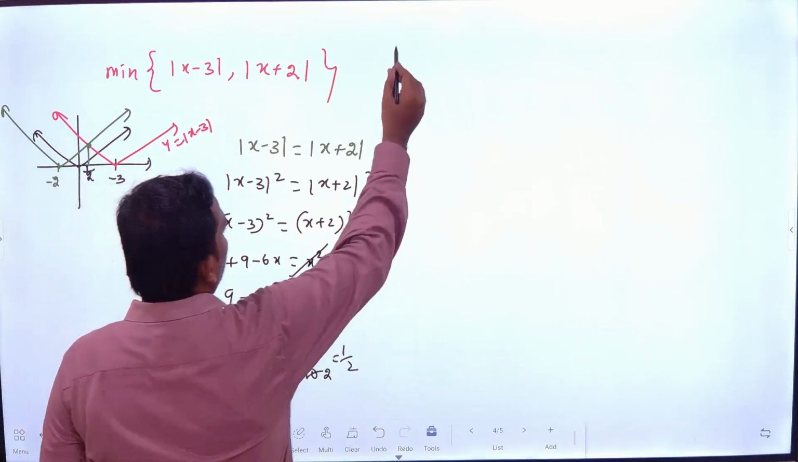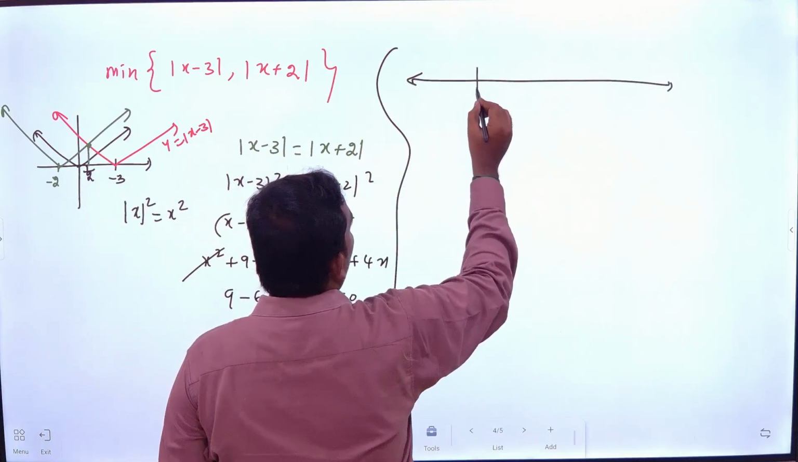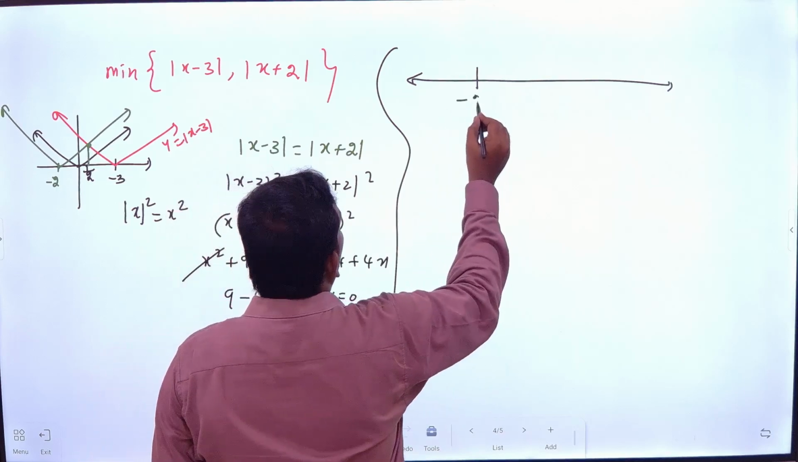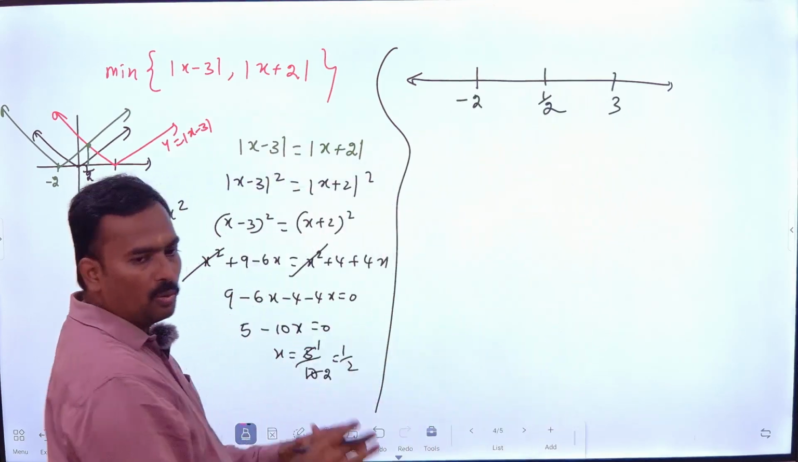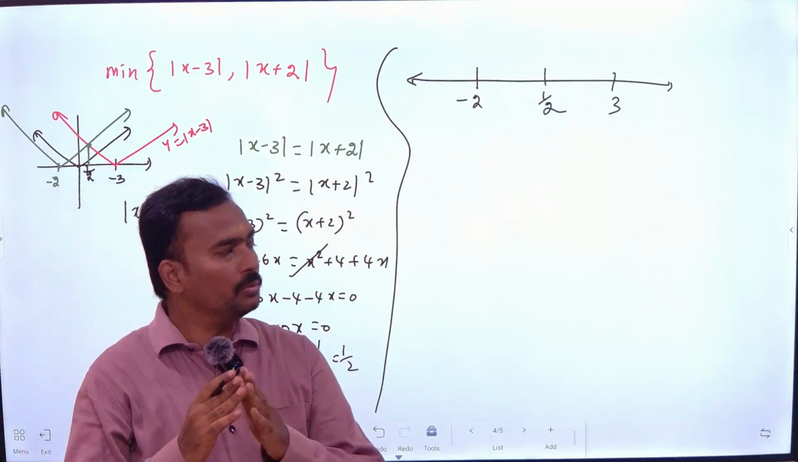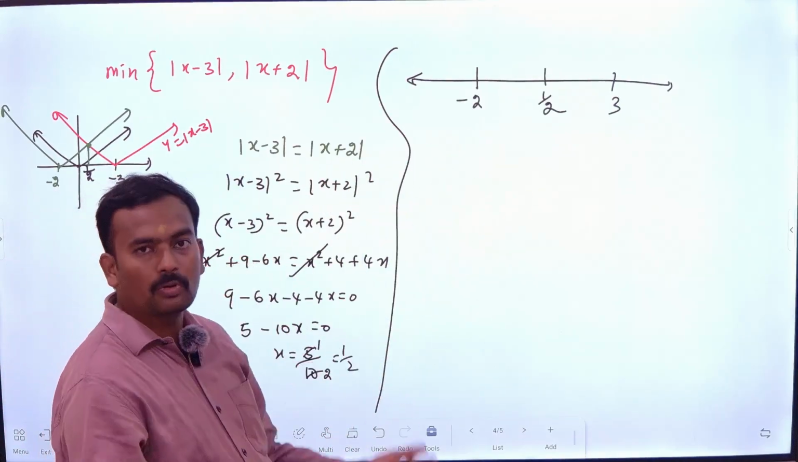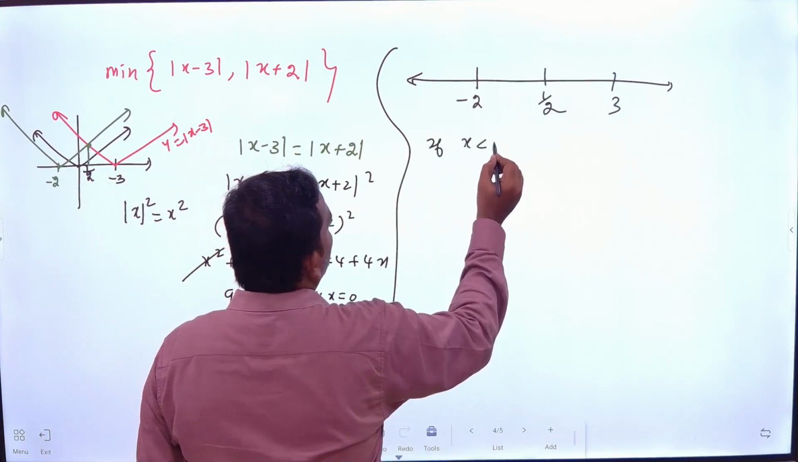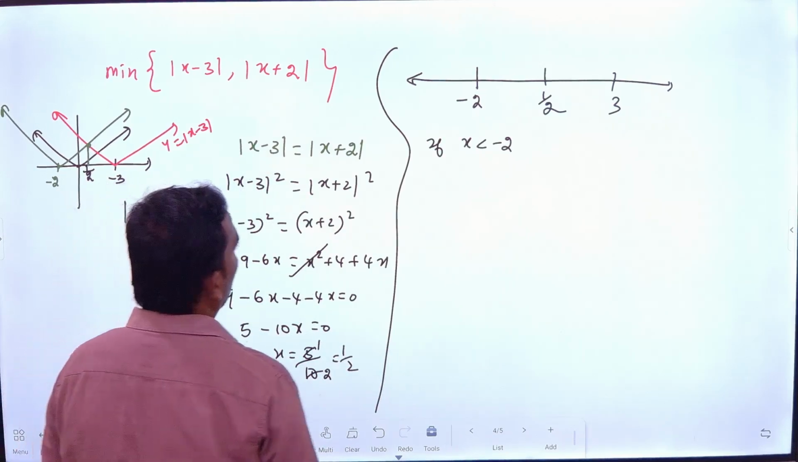Now take a number line and represent the breaking points: minus 2, here 1 by 2, and this is 3. The whole real number line breaks into less than minus 2, minus 2 to 1 by 2, 1 by 2 to 3, and more than 3. Let me check the first, if x is less than minus 2. In this interval, which is the minimum you have to check?